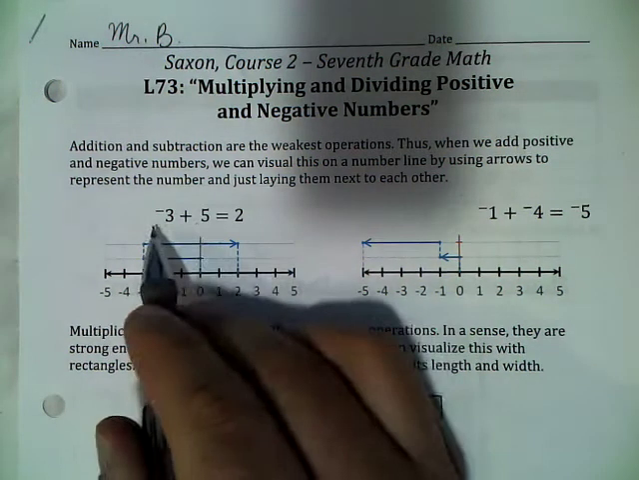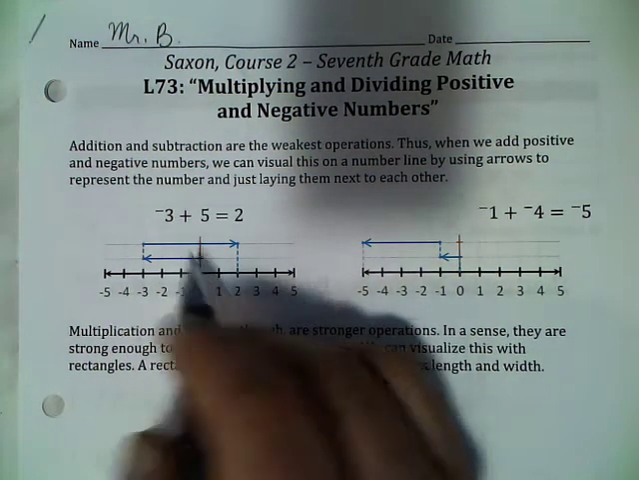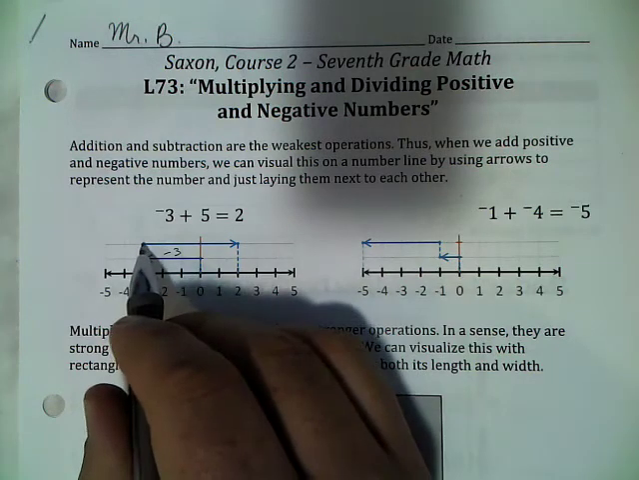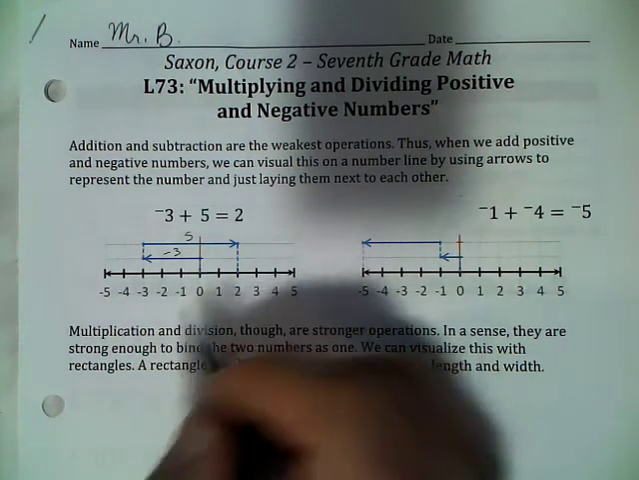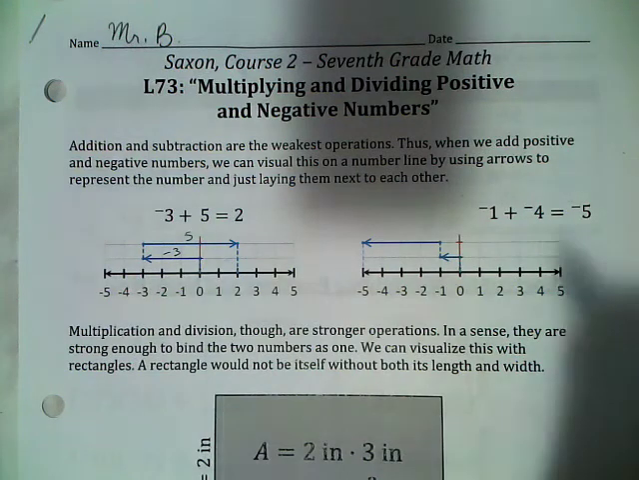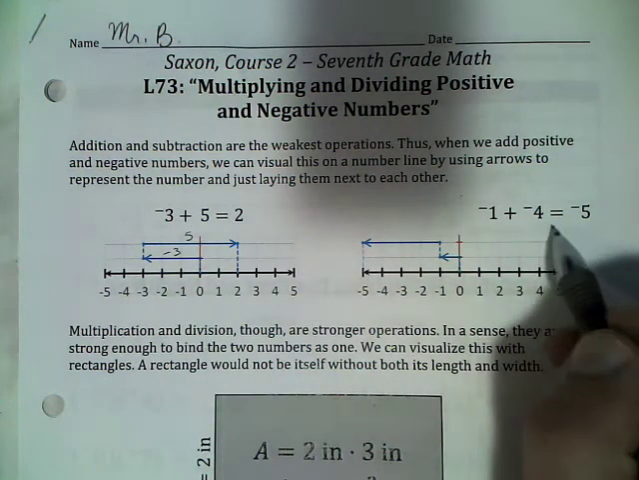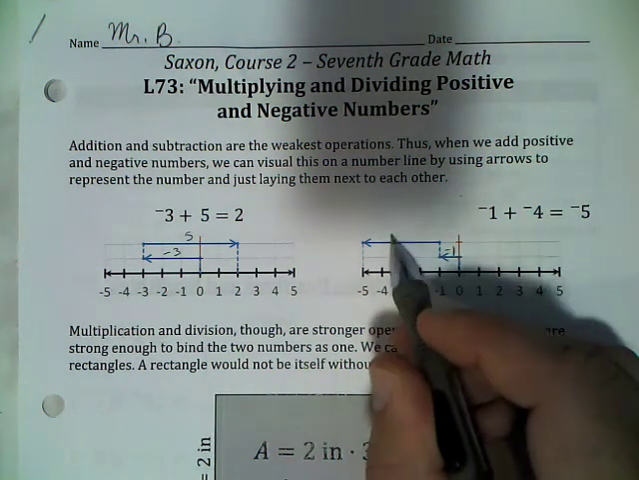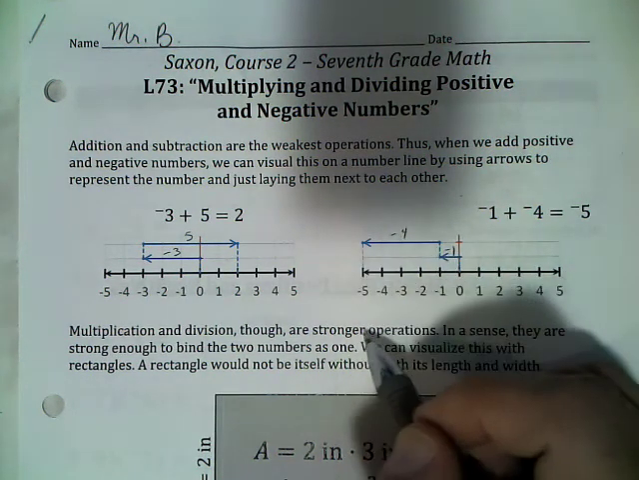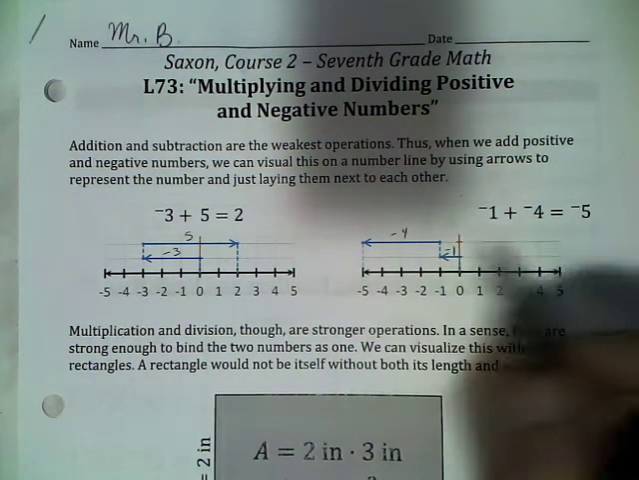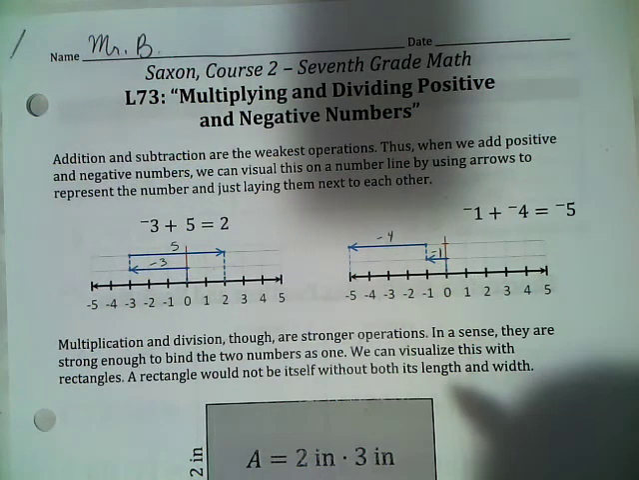So if I have a negative 3 plus a positive 5, this means I'm going to go negative 3 to the left, and then I'm going to come back positive 5 to the right, which is why the answer is a positive 2. If I have a negative 1 plus a negative 4, negative 1 will go 1 to the left, a negative 4 will go 4 more to the left, so the arrows are being laid right next to each other, which is why the answer is a negative 5.